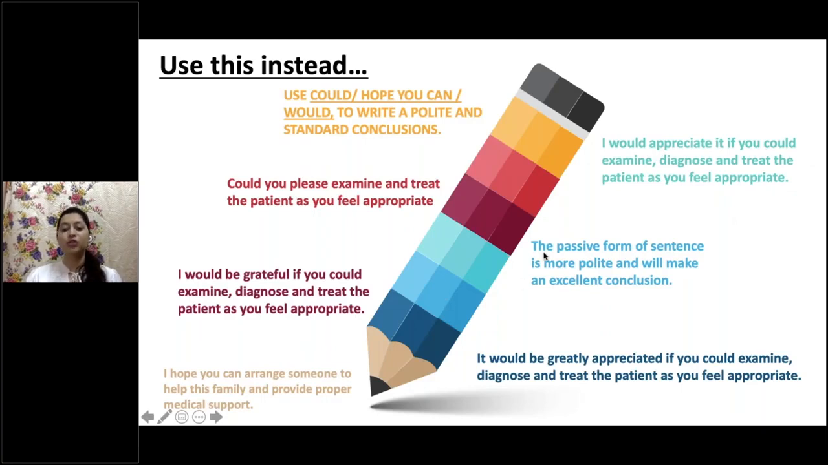So the passive form of sentence is always more polite and will make an excellent conclusion. This is what I've been telling: sentences in passive form are always the best thing to use, because one, it sounds formal, and two, it sounds grammatically right, because the minute you put something into passive form, you're being formal and you're using the words could and would. So, "It would be greatly appreciated if you could examine, diagnose, and treat the patient as you feel appropriate." These are the examples. It's not that you should use the same sentences. These are just a few examples to give you an idea.